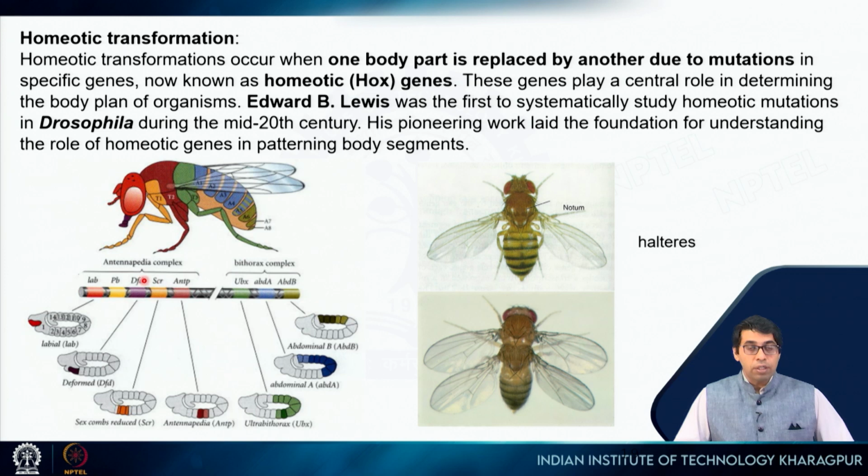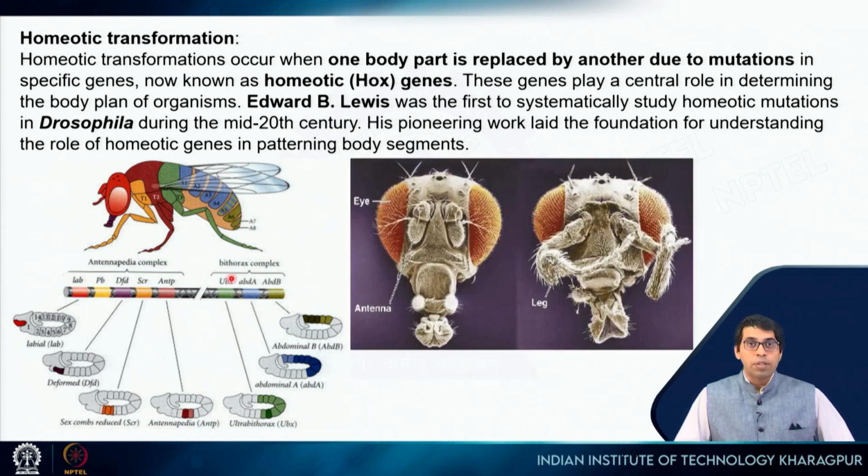In fact, the position of these genes is also important, which is called the collinearity of these Hox genes. So in this case, the antenna, which comes out from the head of the Drosophila, is normally determined by Antennapedia. Okay.